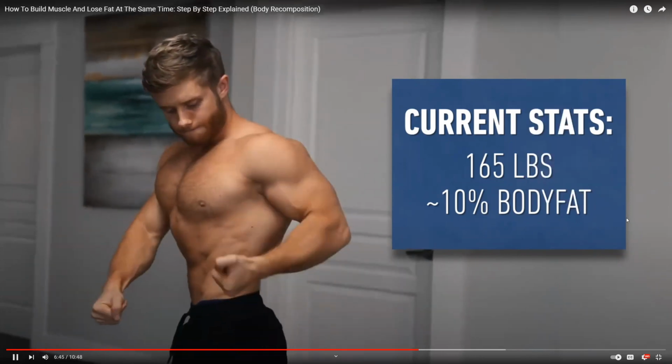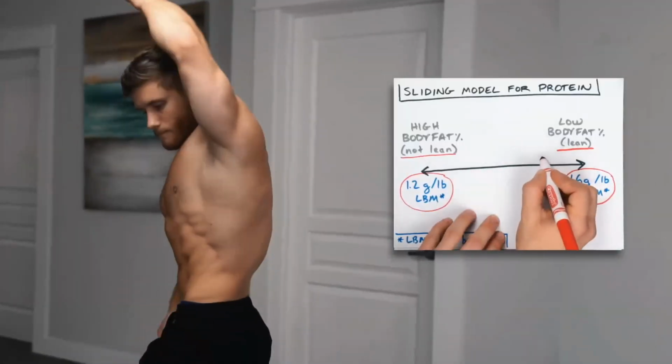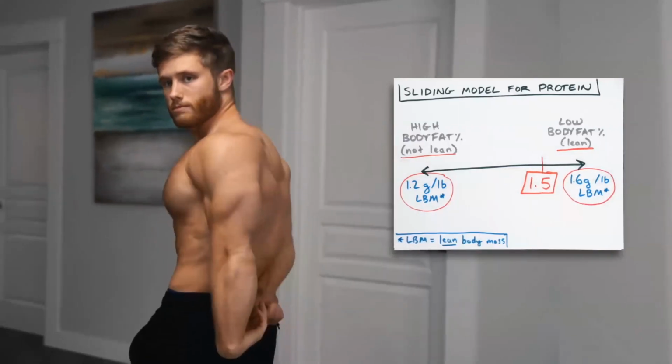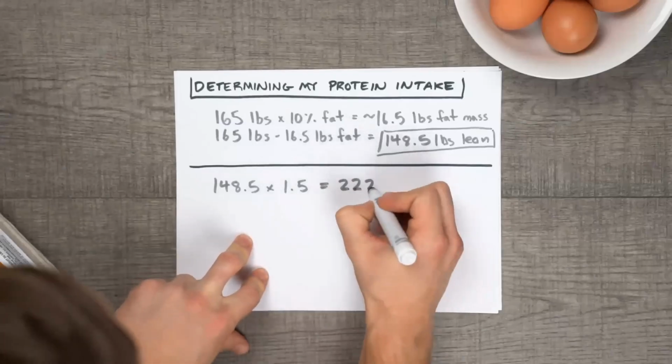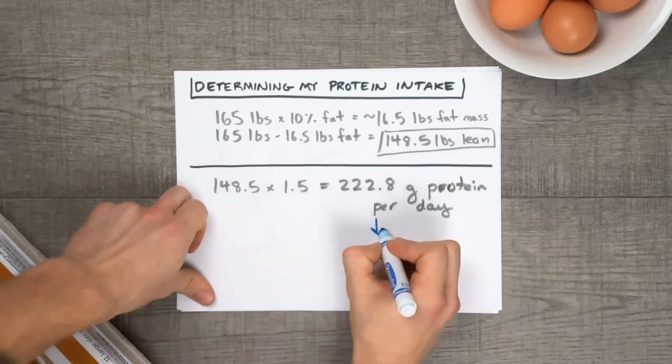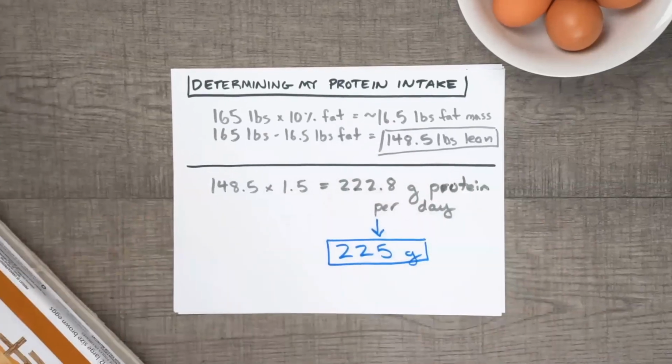165 pounds at about 10% body fat. Using our sliding model, since I'm quite lean, I should be more toward the high end of intake. I'll pick 1.5. Multiplying it out, that would give me a daily protein intake of 222.8 grams per day, so I can round that up to 225, which is what I'm eating at the moment.